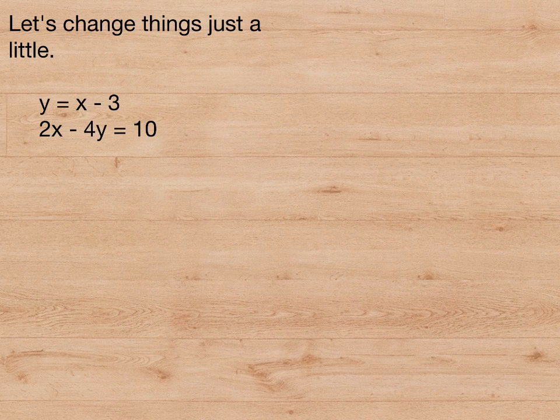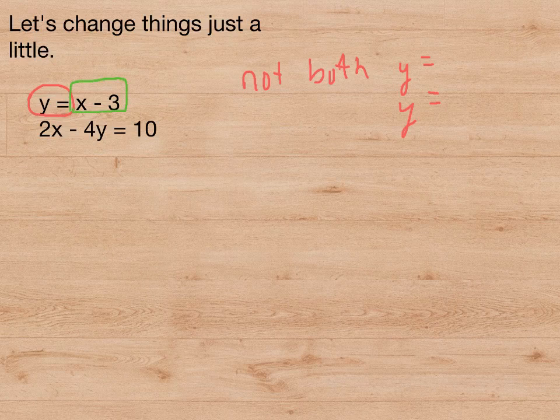Let's change things just a little bit. Notice this time I don't have the two y equal pieces, so they're not both like this. But I do notice I have one y equals. So if that's what y equals, that whole piece can replace the y. This piece right here is going to go right there and replace that y.